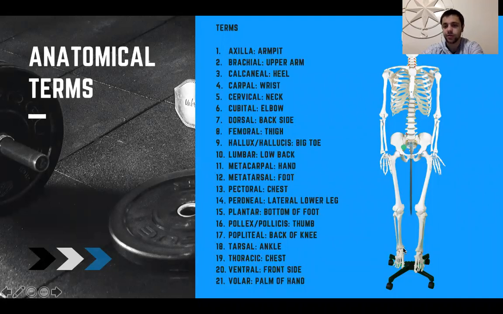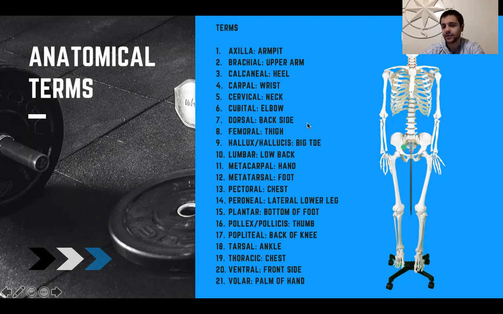Calcaneal refers to our heel, which you can't really see in this picture here because it's hidden by the foot. Carpal is our wrist, where you see these bunch of little bones here, and then the distal ends of our radius and ulna. Cervical is in our neck here. Cubital refers to the elbow.